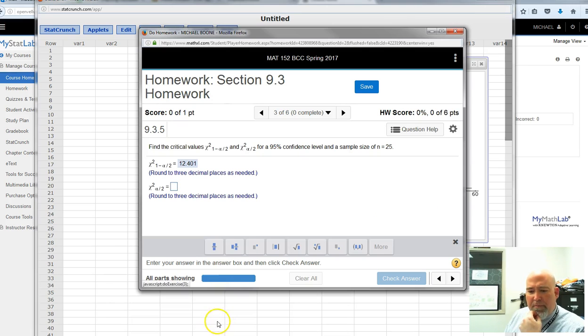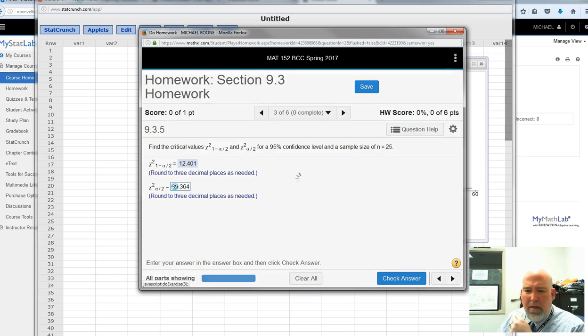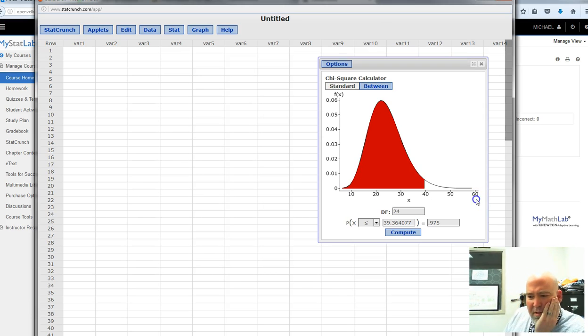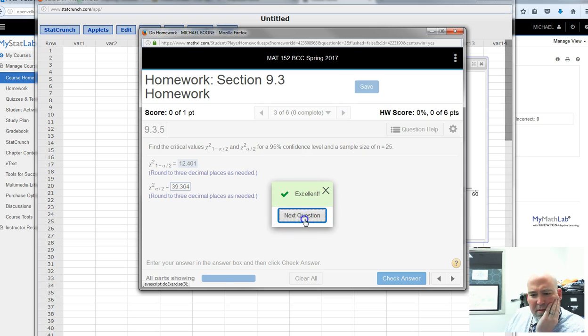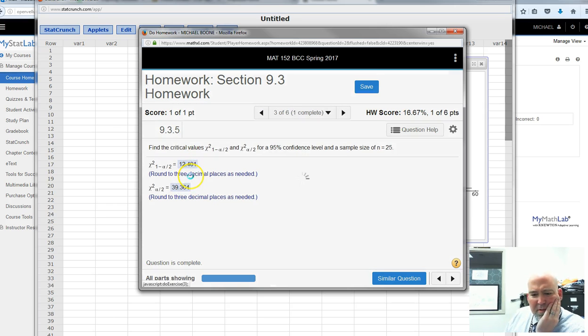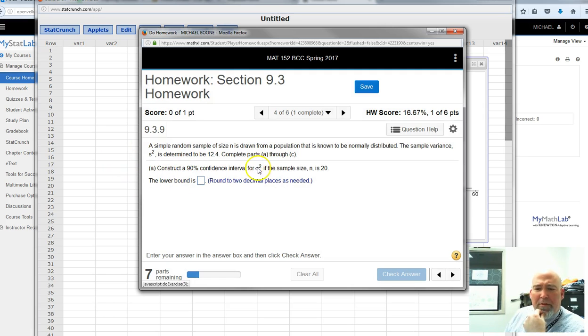39.364. Notice that graph-wise, that gives me 97.5% to the left, where the other one gave me 2.5% to the left. So just be careful with those as far as getting those right values. The way that they're constructing them, it's a little winky.